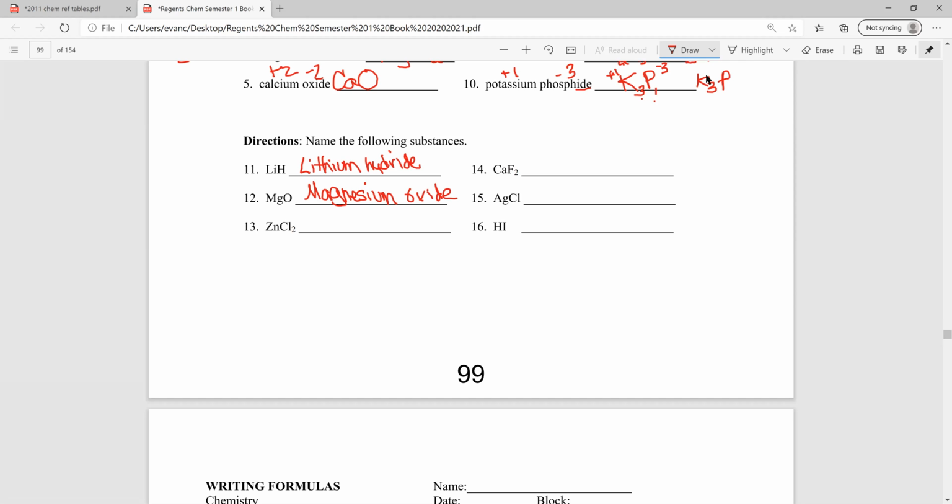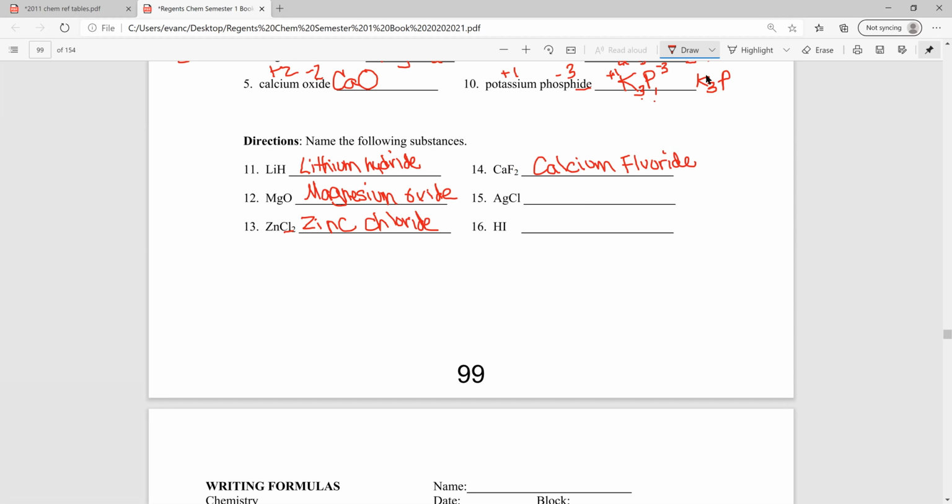So now I have this element. So the first one keeps its name, zinc. And then the nonmetal changes the ending to ide. So chlorine will become chloride. So now I'll go here. Now I have the symbol Ca is calcium. And then fluorine will become fluoride.